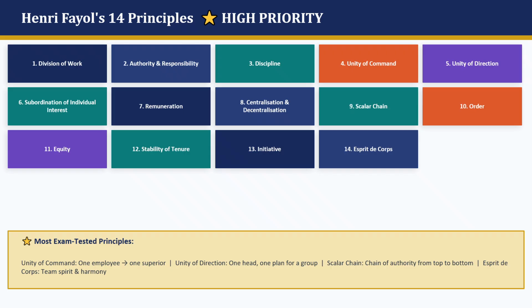Among these, some principles are particularly important for exams. Unity of command means that each employee should receive orders from only one superior. Unity of direction means one head and one plan for a group of activities with the same objective. Scalar chain refers to the chain of authority from top to bottom. Esprit de corps emphasizes team spirit and harmony among employees. These principles are still relevant and widely applied in modern organizations.